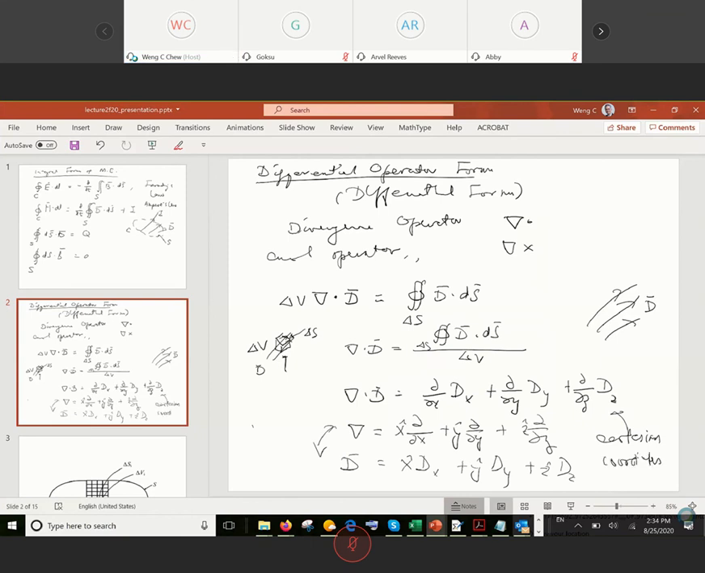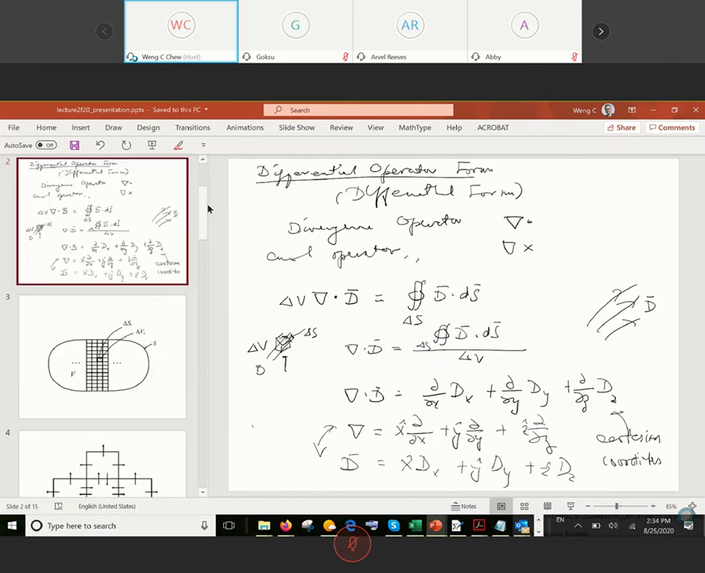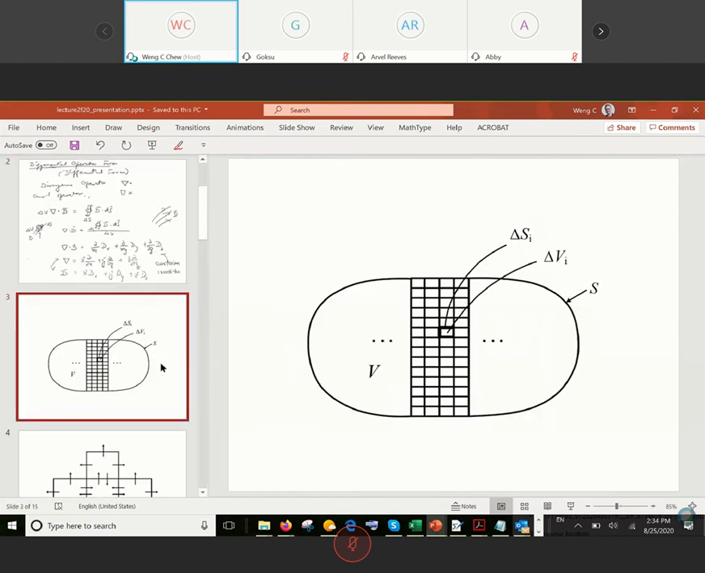Okay, I will not belabor this point because I also write them down in great detail in the lecture notes, and even how to derive this del operator. You can read about them in the lecture notes. Okay, then I'd like to next derive Gauss theorem.